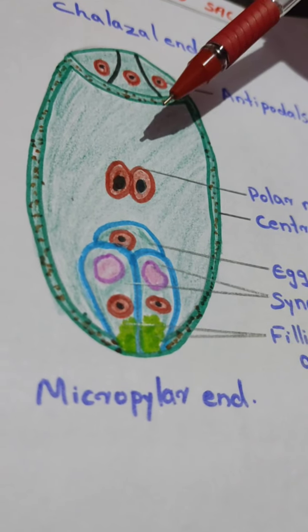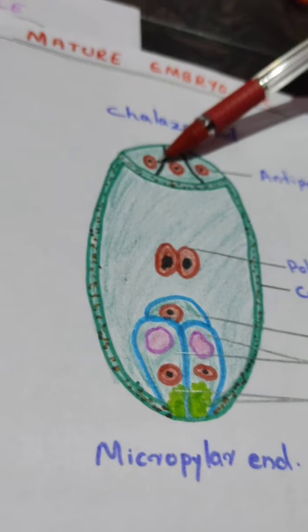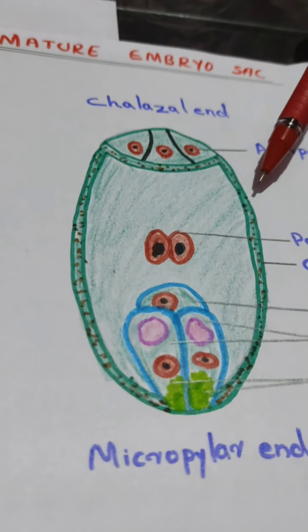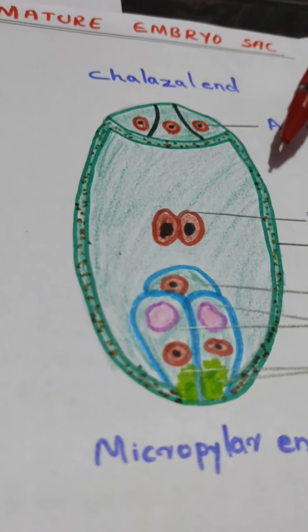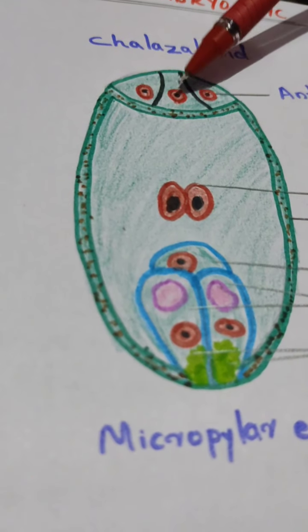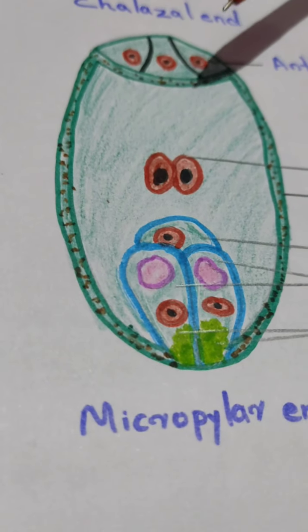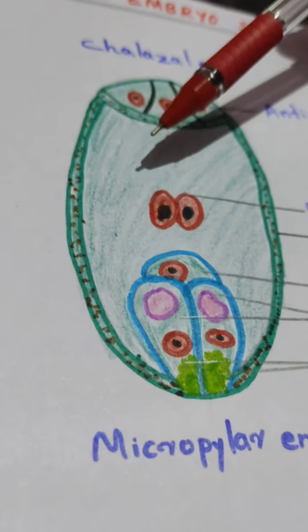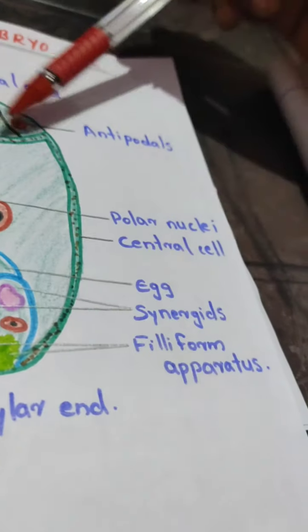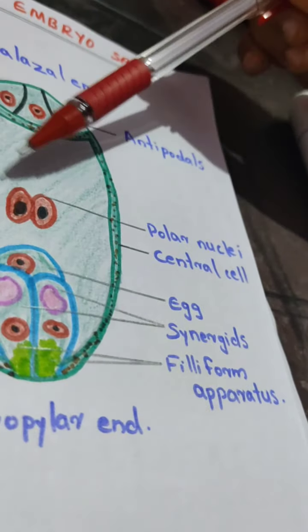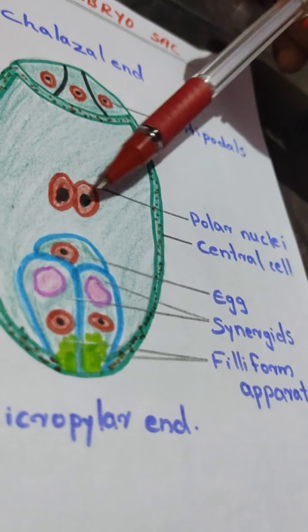3 cells at the chalazal end are called the antipodals. Then the large central cell has 2 polar nuclei. This is the large central cell. It contains 2 polar nuclei.